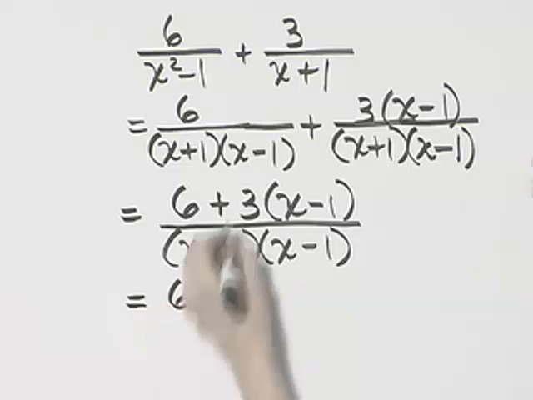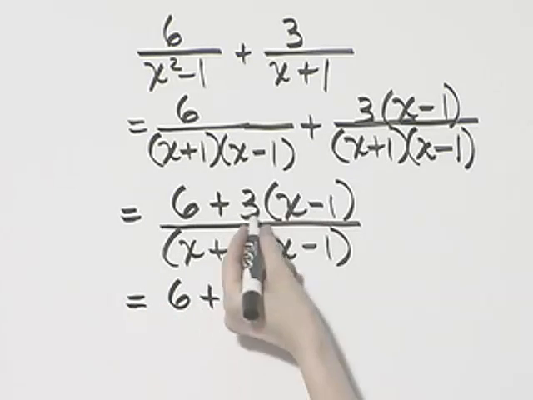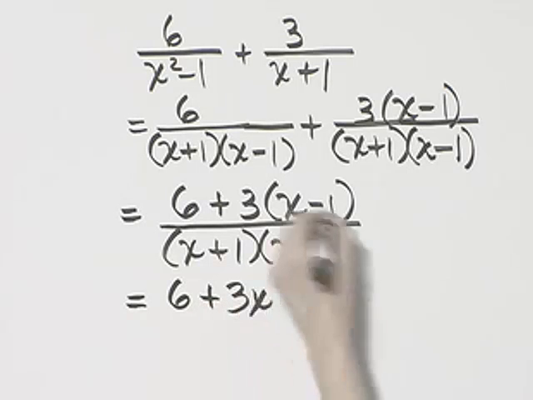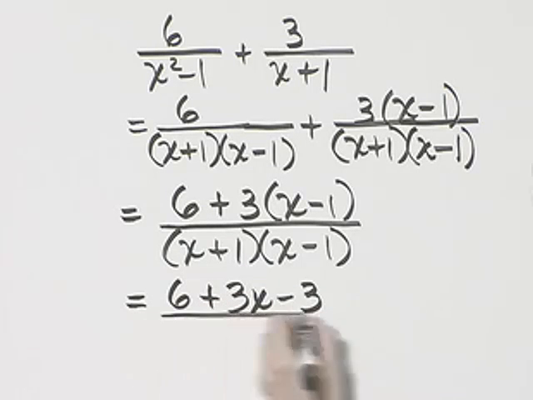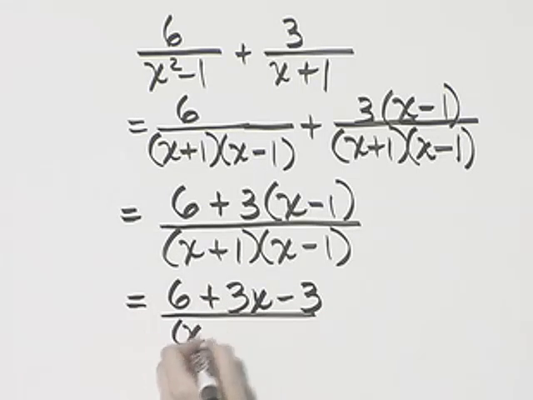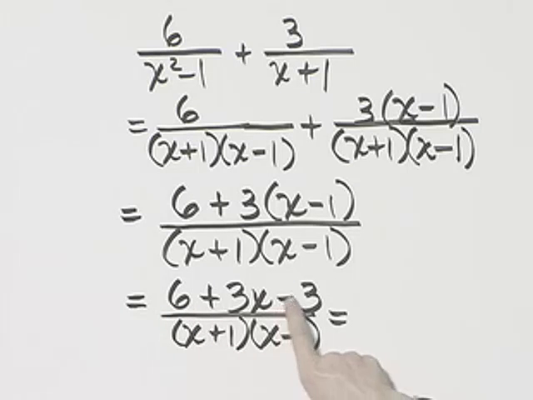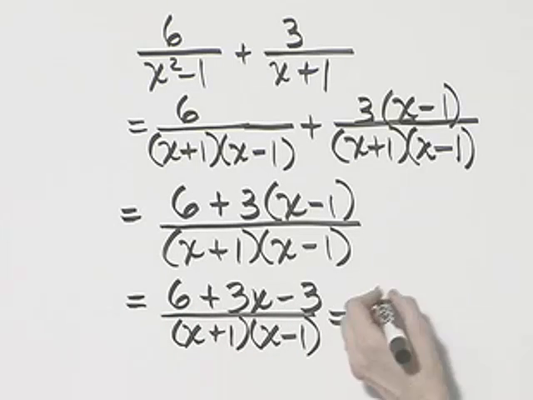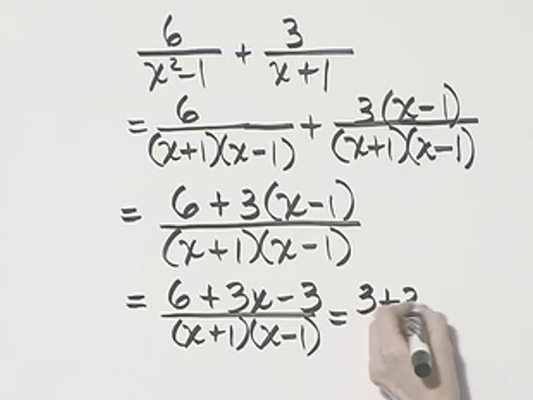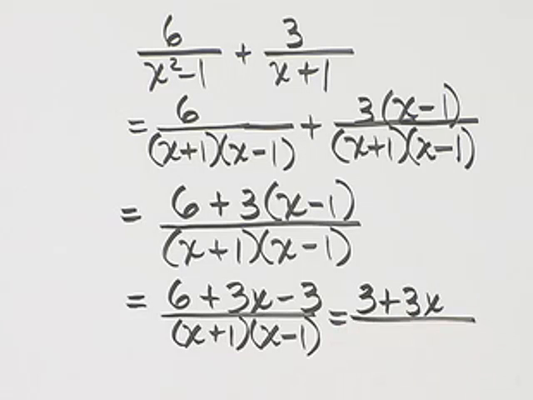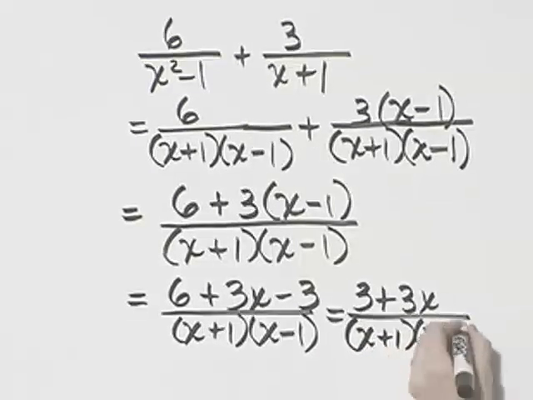So that's 6 plus, use the distributive property, 3x minus 3, all over that denominator, x plus 1 times x minus 1. And do I have any like terms? Well, yes, I have 6 minus 3, which is 3, plus 3x over that denominator. So I've got x plus 1 times x minus 1.